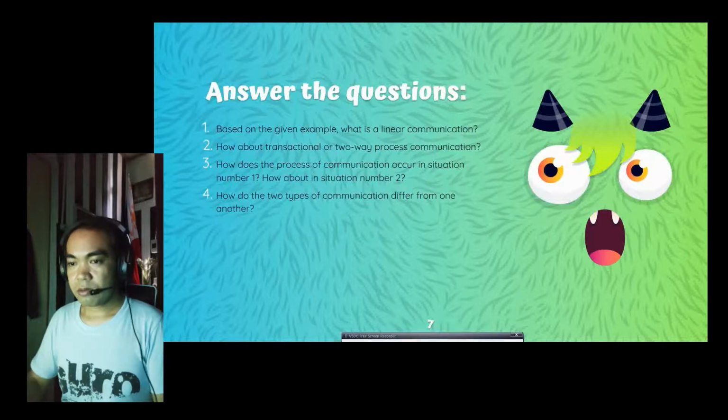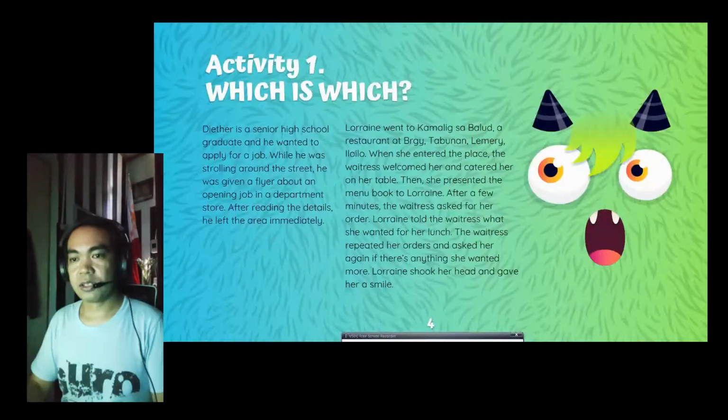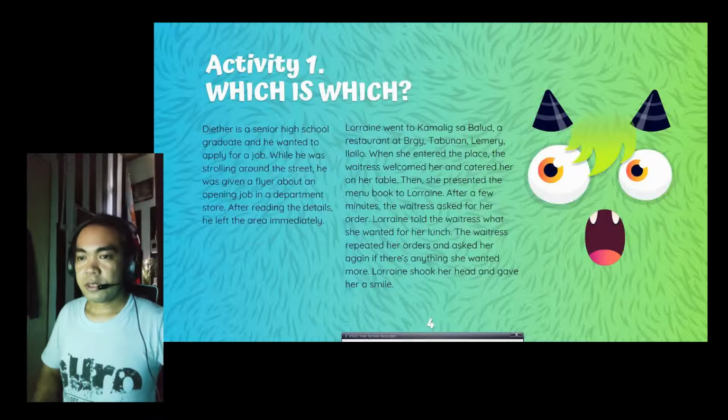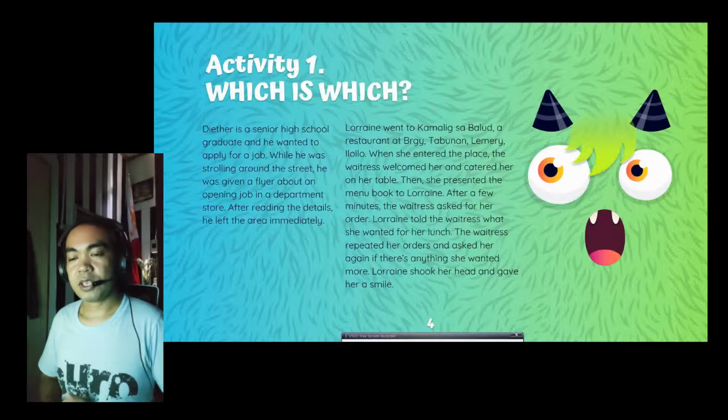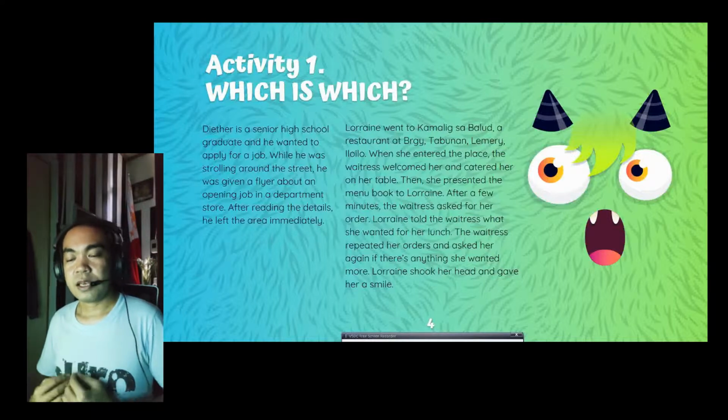So let's try to look back into the two situations. Okay. On the first situation, if we notice, we have only Dieter. Dieter wanted to look for a job. And while he was walking, he was given a flyer, something which he has to read. He read a flyer, perhaps, and then he left the area immediately. So he was not able to talk to anybody, but he was able to receive information from the flyer.